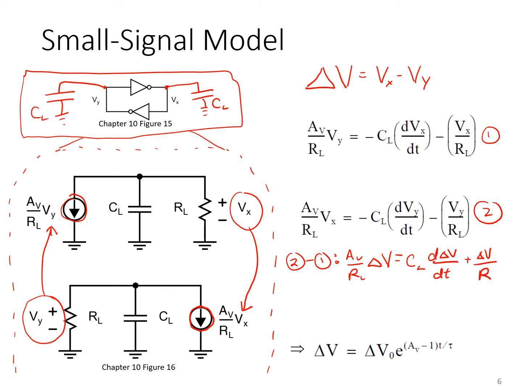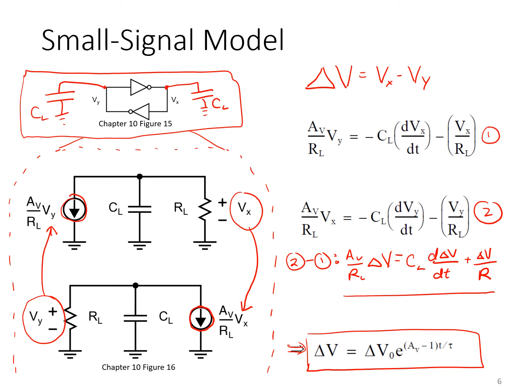So now you've got a single first order differential equation in terms of delta V that has an exponential solution shown here. Now AV in this model, you'll note, is the DC small signal gain of each inverter, because at DC the capacitors CL are open circuits, so we simply have a gain of AV over RL times RL. So AV again is the small signal voltage gain of each inverter stage.